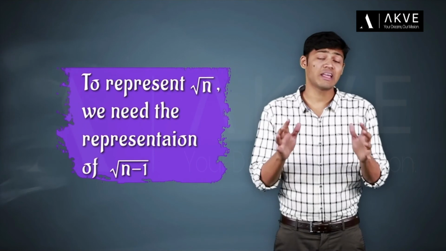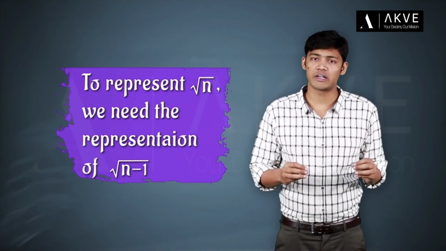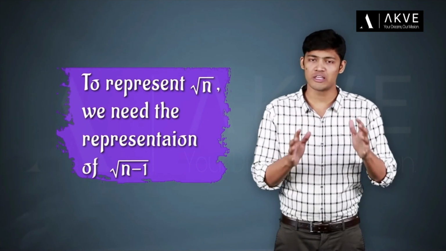If you observe carefully, for representing square root of 3 on the number line, we made use of the representation of square root of 2. Similarly, if we have to represent an irrational number square root of n, we have to make use of the representation of square root of n minus 1.